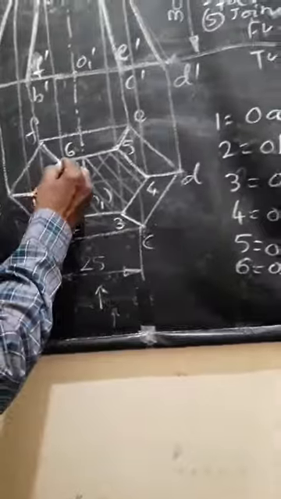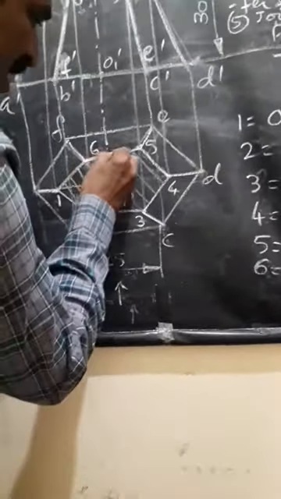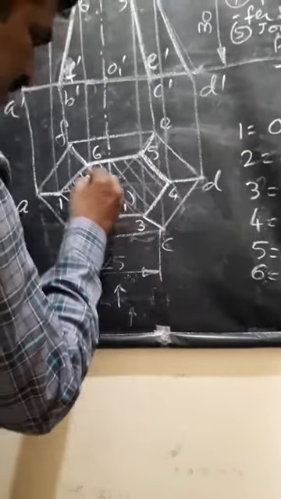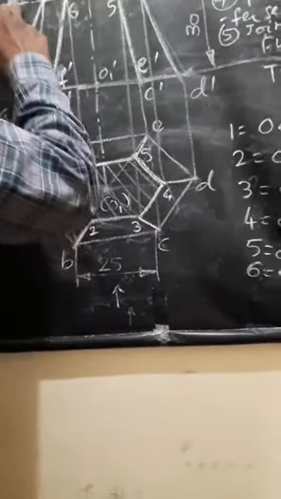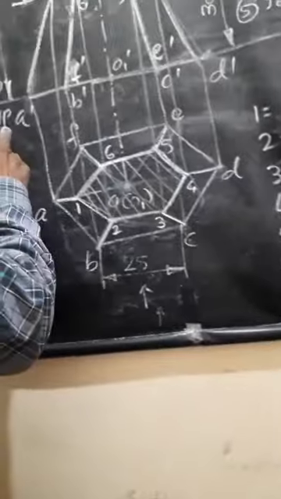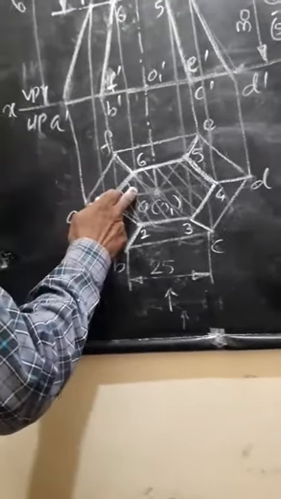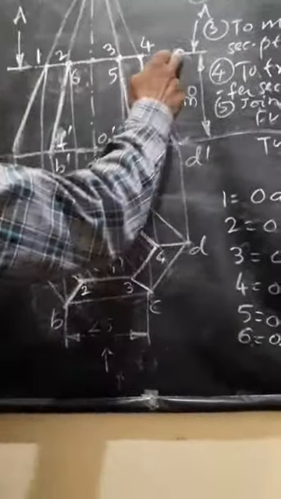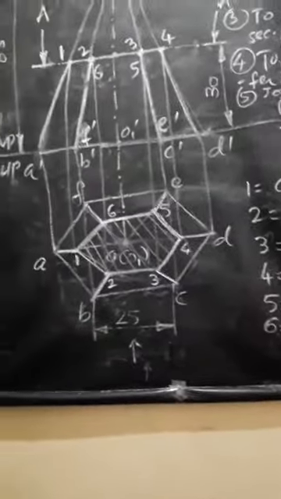This itself is the true shape of the section. The same shape is the true shape because the section plane is parallel to HP. So on HP you get the true shape of the section. Why did you get the true shape? Because the section plane is parallel to HP.